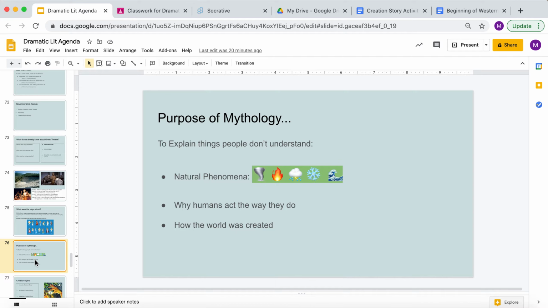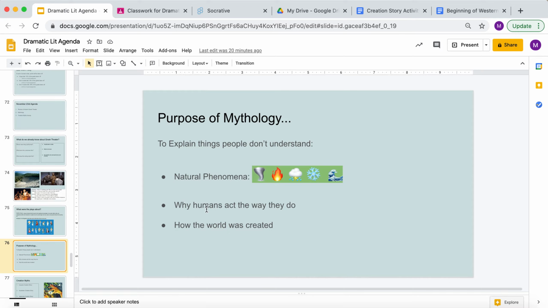The purpose of mythology is to explain things that people don't understand. So, like natural phenomena, a tornado or fire, or storms or snow or a tsunami, maybe. These things happen and people didn't understand why they did, so they would make up stories about gods and goddesses and how they were creating these weather things to happen.